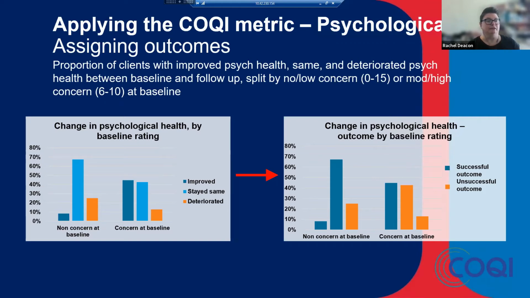The graph on the right is where we've now color-coded those outcome categories by whether it can be considered a successful outcome or an unsuccessful outcome. So if someone is no or low concern at baseline and hasn't changed, that is a successful outcome. But if there was concern at baseline and there's been no change, that is unsuccessful.